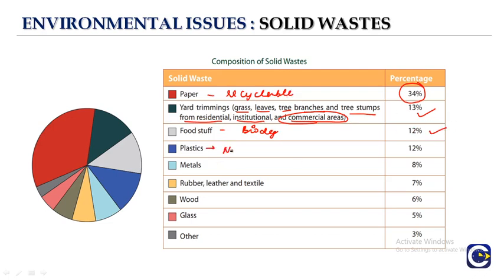Plastic, which is non-biodegradable, means that if you leave the plastic for 24 hours, for months, it will remain as such. It is not degraded or decomposed by microorganisms, and that is 12%. Then we have metals, which include heavy metals also, arsenic, right? They are 8%. Rubber, leather, textile consist of 7%. Wood, 6%, glass 5%, and other material 3%. So this is the whole makeup of solid waste.